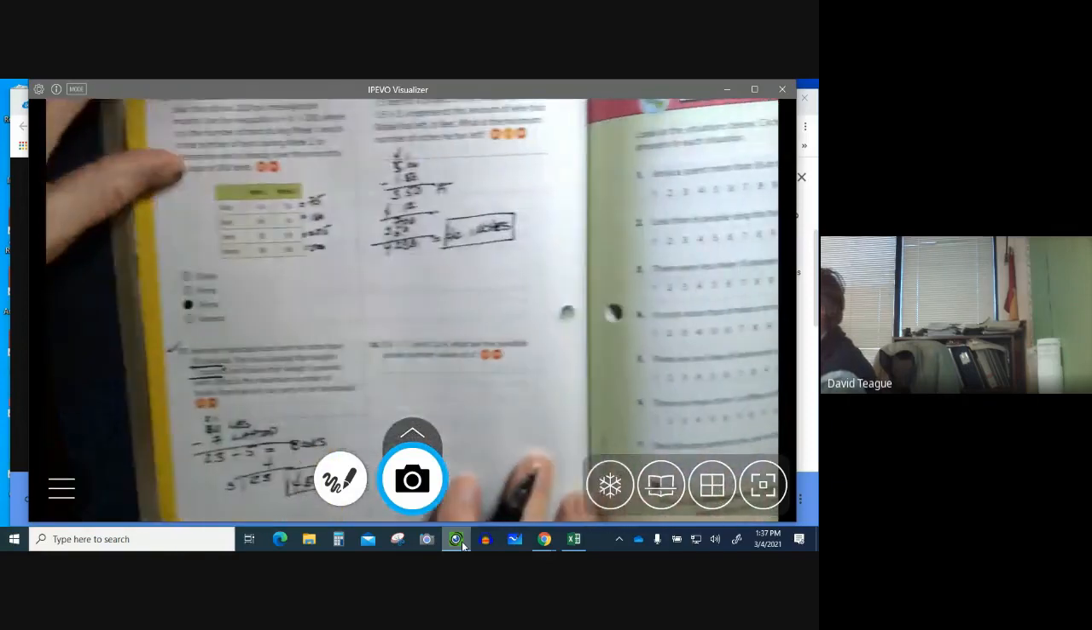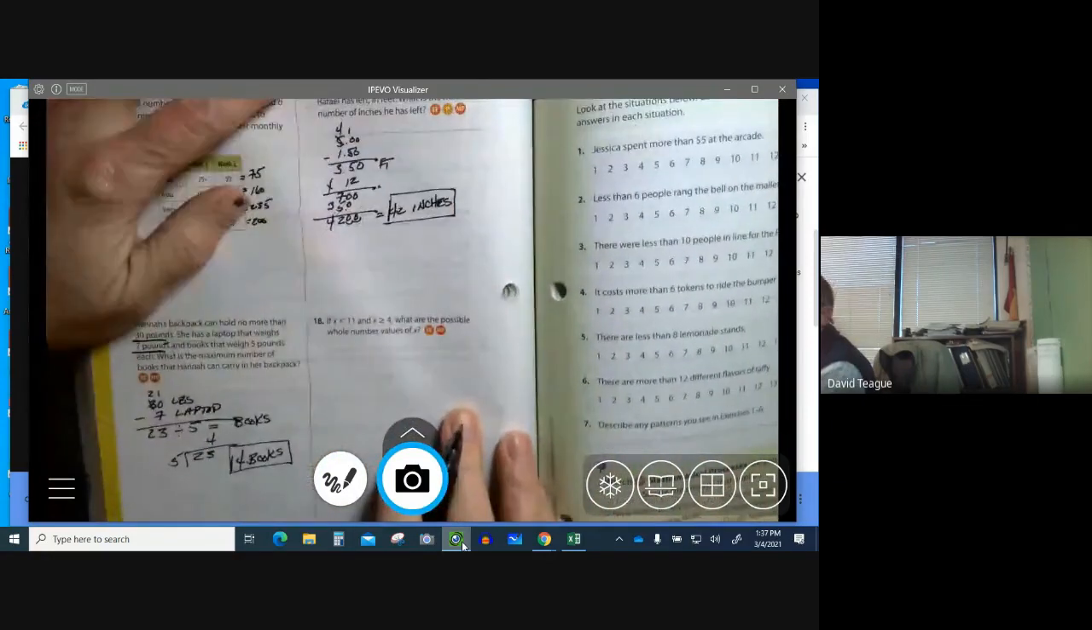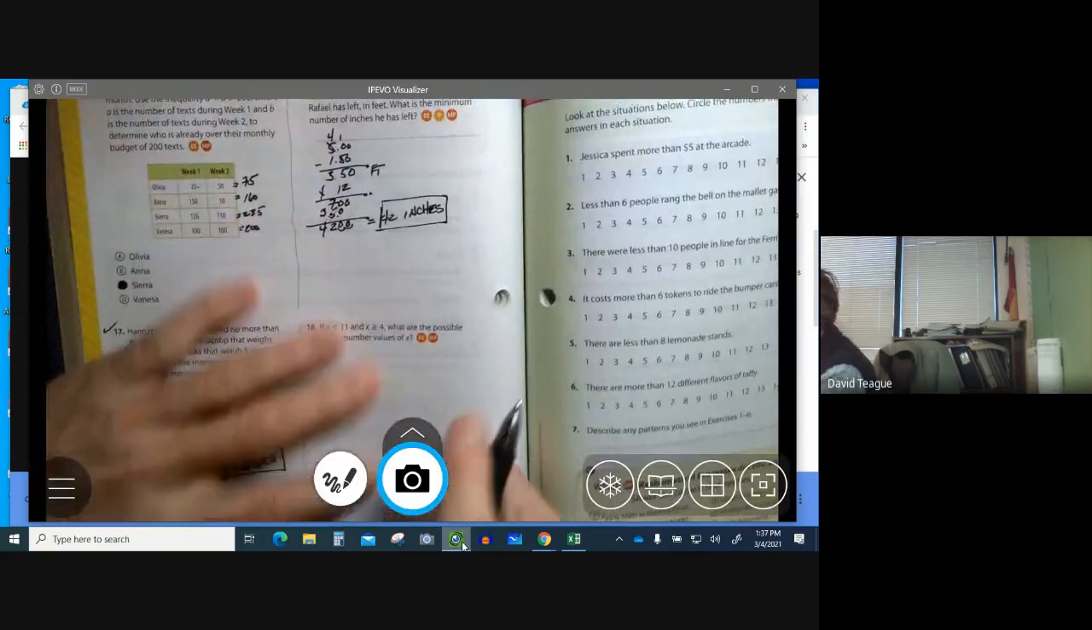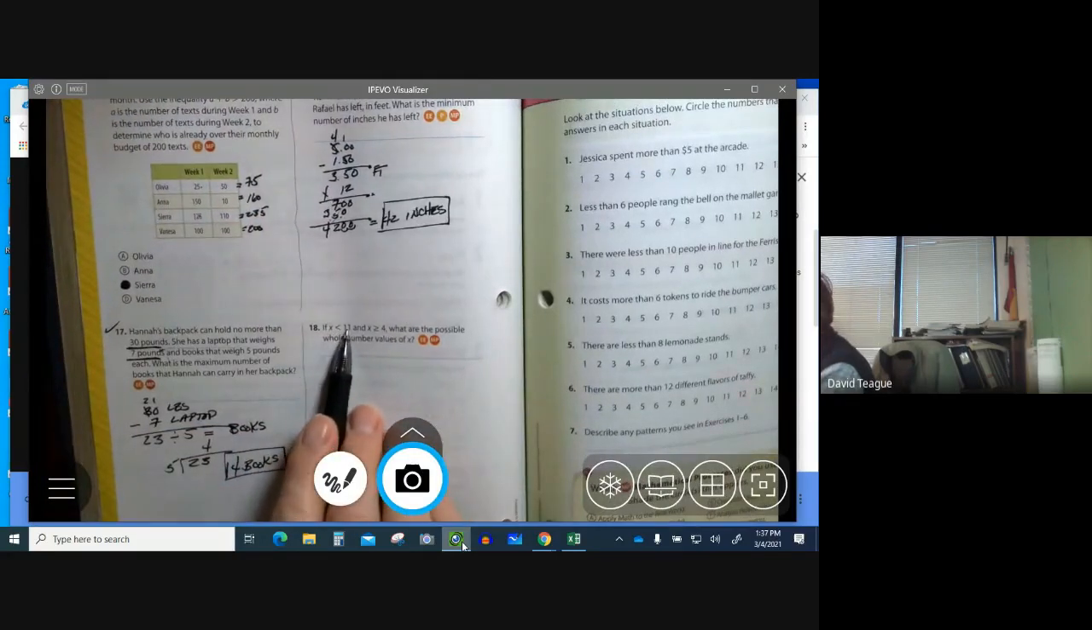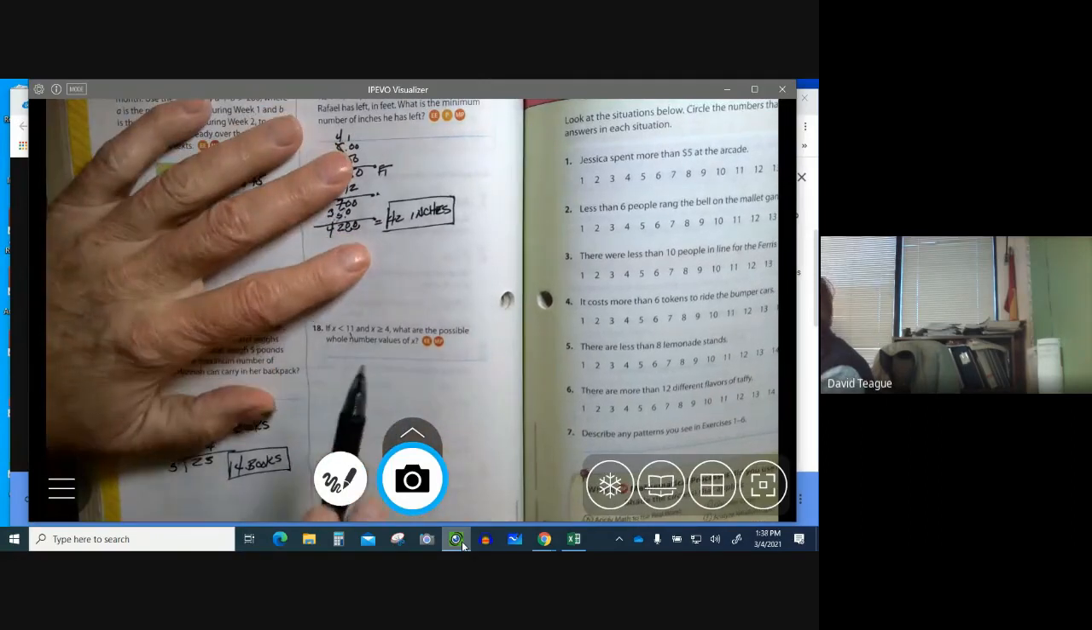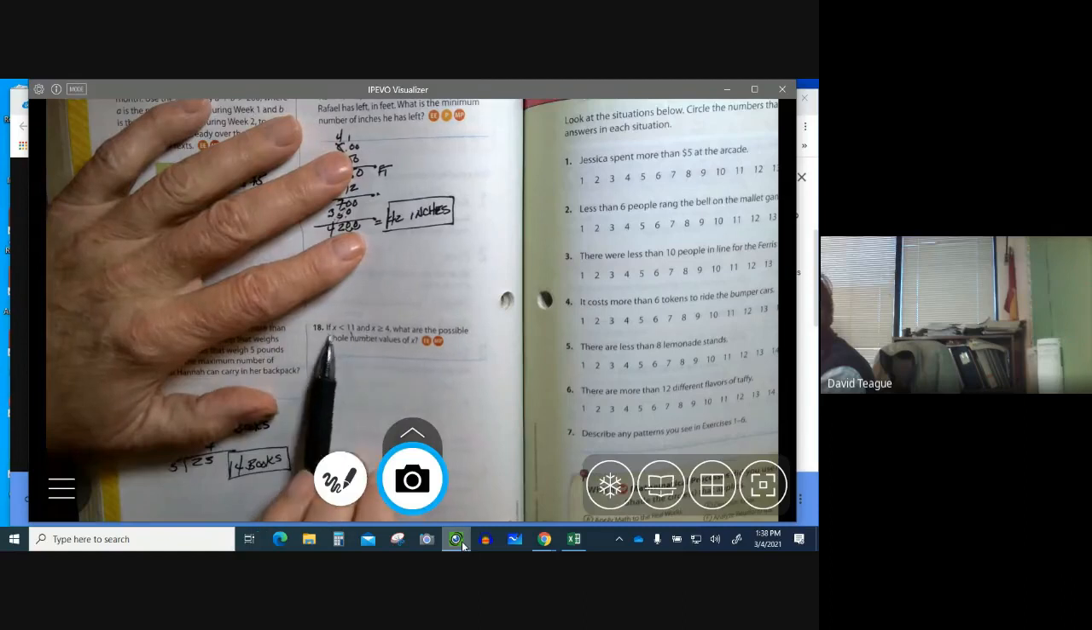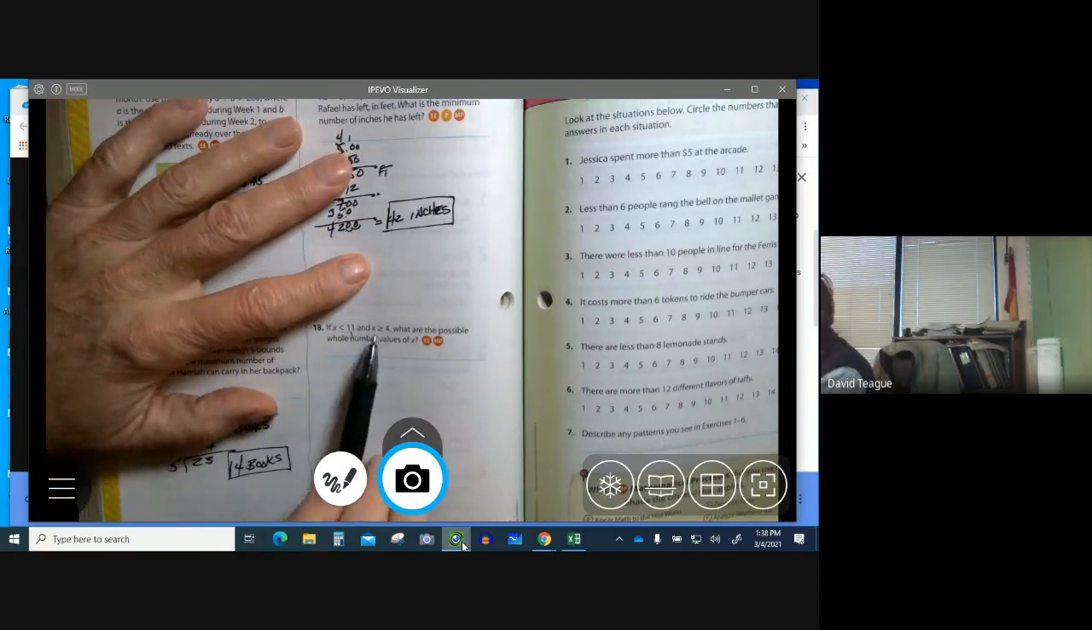Okay, pretty straightforward. So this one takes a little bit of thinking. It says if x is less than 11 and x is greater than or equal to 4, what are the possible whole number values of x? So we have to find a number that satisfies both this inequality and that inequality.